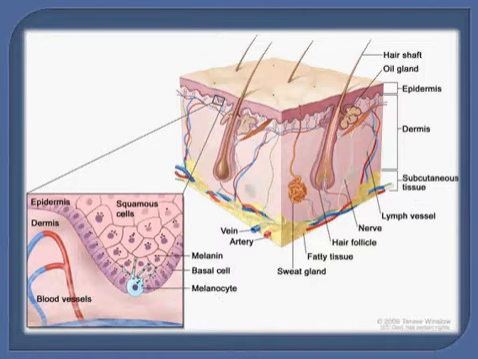Here is the anatomy of the skin. We have 3 layers of the skin. We have the epidermis layer, then the dermis layer, which contains blood vessels, nerves, and lymph nodes, and the third one is subcutaneous tissue. The dermis layer consists of 2 layers. First is the papillary layer, then the reticular layer.